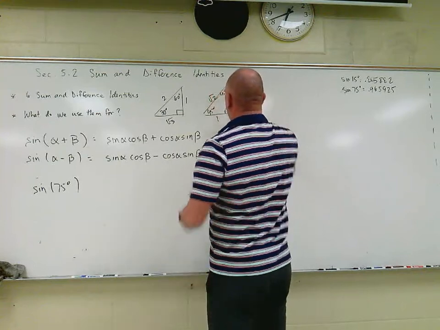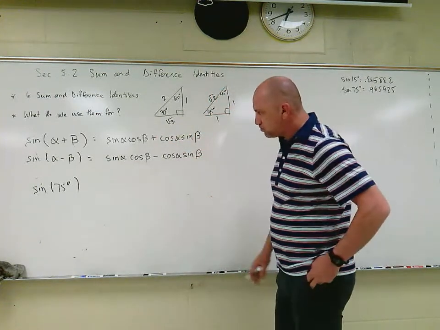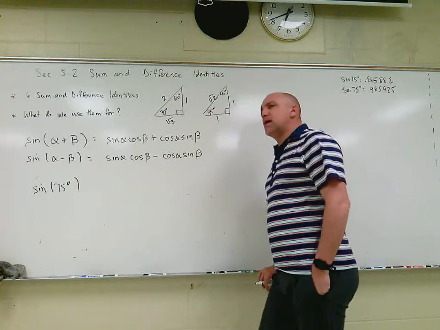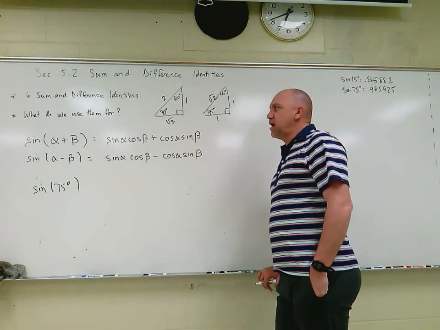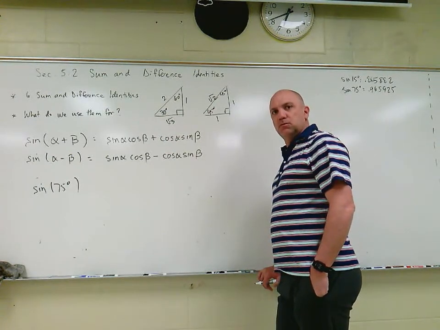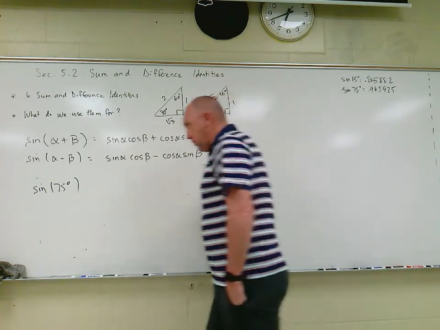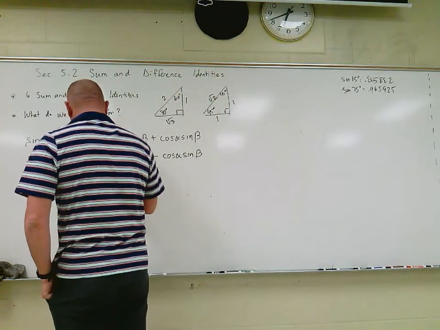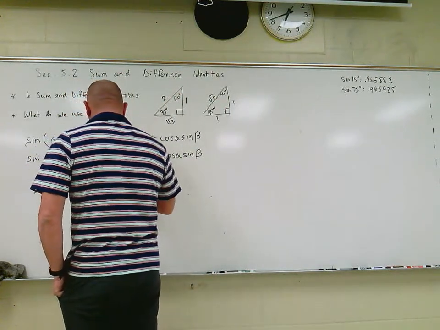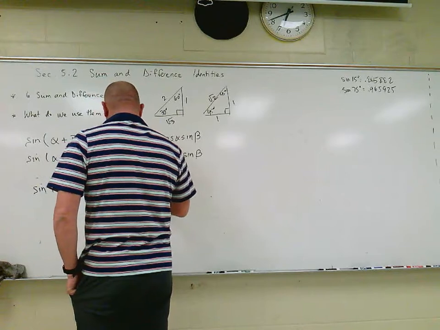1 over square root of 2. So both of those are 1 over square root of 2. So can we take 75 and write it as two angles added together that we know? What would you use? 45 and 30. So I would say this is the same as saying sine of 45 plus 30.